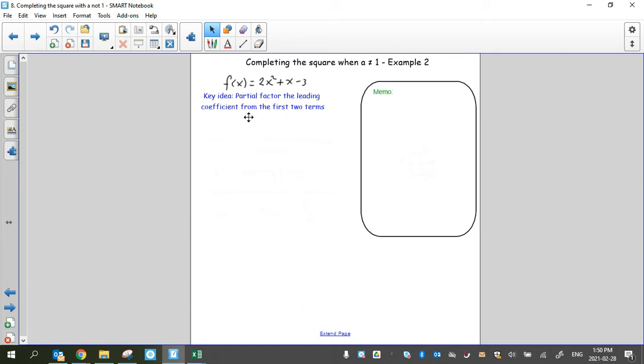Okay, so we're going to partial factor the 2 from the first two terms, only the first two terms. Notice that the negative 3 we leave the same. So this is what happens when I factor 2 out of 2x squared plus x. This is what I get, x squared plus 1/2 of x. And I hope you can see that if I multiply 2 times 1/2, well, that's 1, which is x. So I factored it and I express it like this.